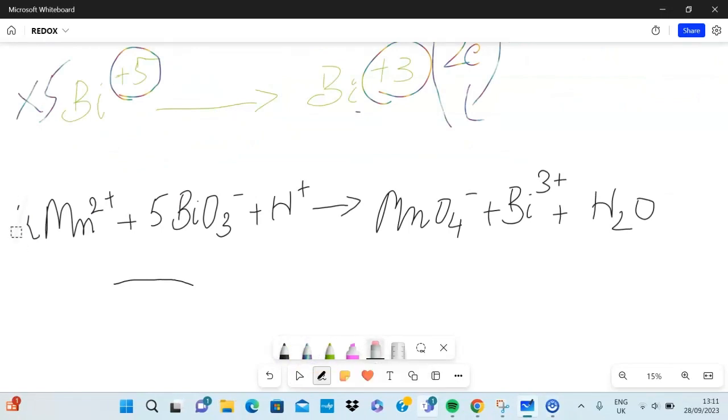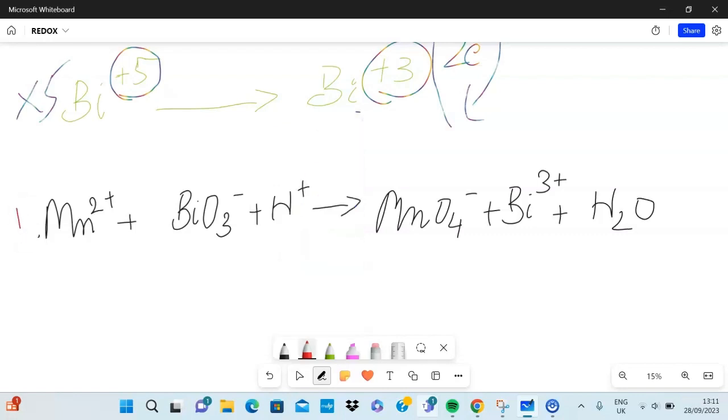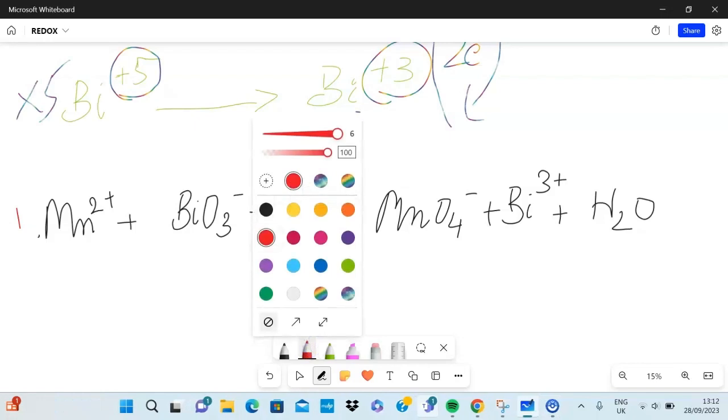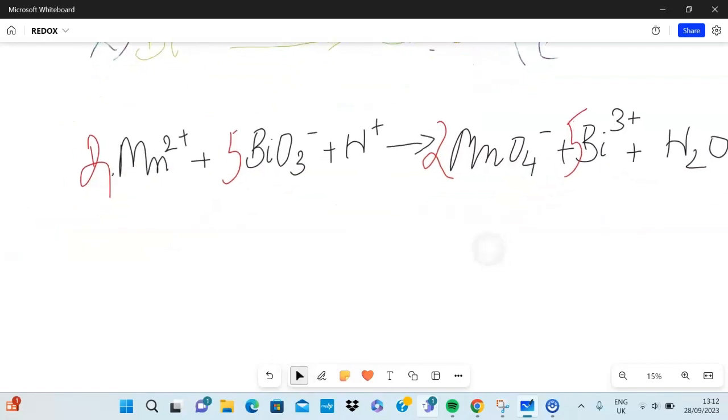So when I go back to the equation, we're going to start from the left-hand side, always the left-hand side. So this is how the original equation looked like. So I'm going to add in my extra changes. So Mn became 2. Bismuth became 5. Okay, so what I did to the left-hand side, I have to do to the right-hand side. So Mn, again, here became 2. Bismuth became 5. Okay, so I'm going to write a small table underneath, so it's going to be easier.